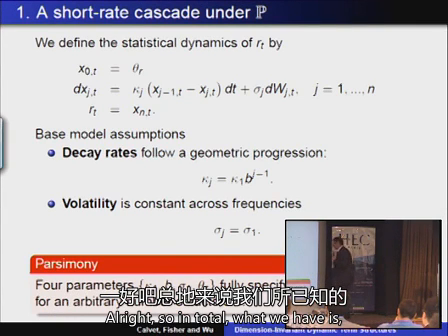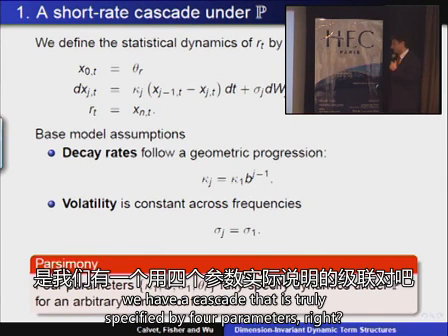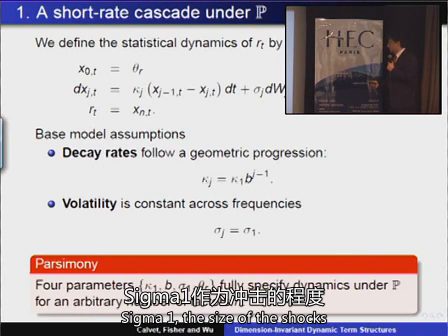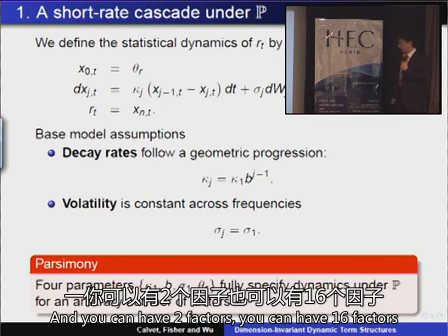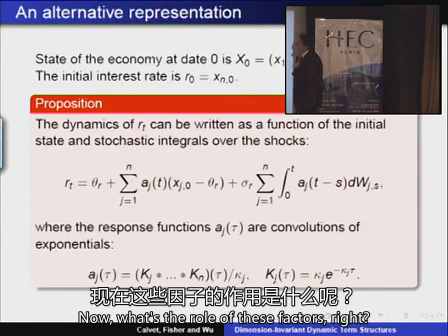So in total, what we have is a cascade that's fully specified by 4 parameters: kappa_1 and b, which specify the frequencies of our model; sigma_1, the size of the shocks; and theta_r, the long-run level of the short rate. You can have 2 factors, you can have 15 factors, the number of parameters remains the same.